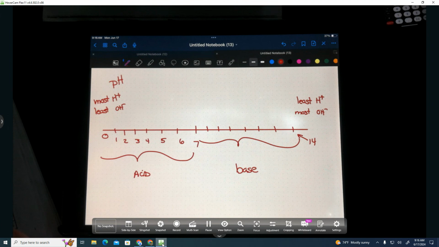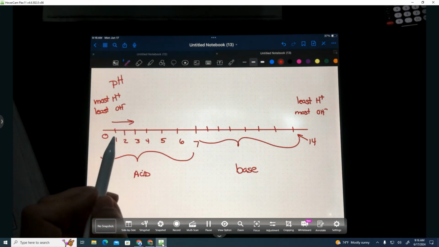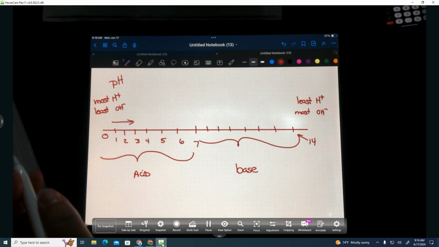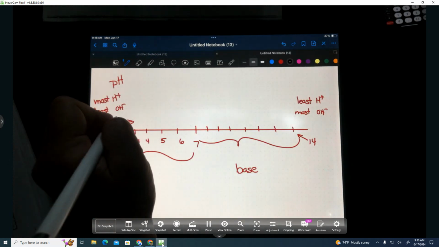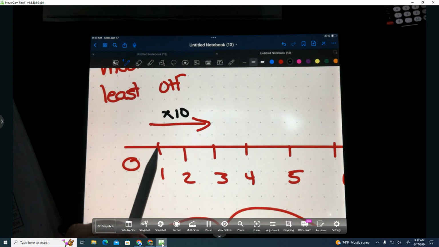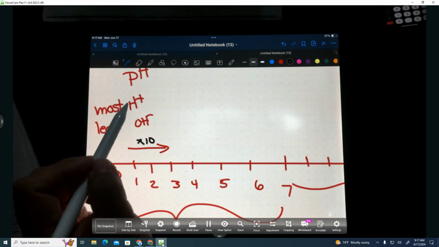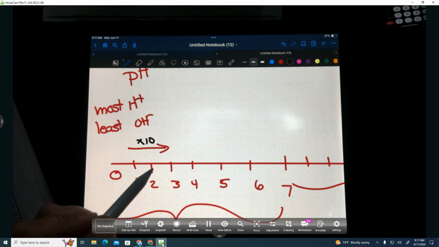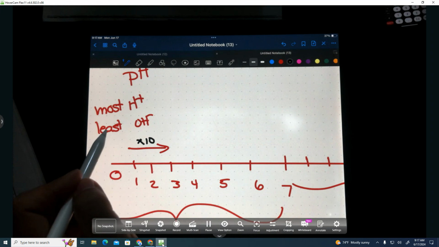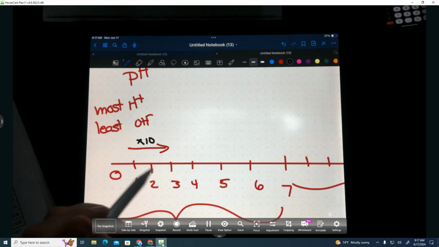Every time I move a number, this is on a lot of Regents exams. Every time I move a number, let's say I'm going this way, from a pH of 1 to a pH of 2, I change by a factor of 10. So 1 has 10 times more H pluses than 2, because 1 is closer to down here where you have the most H pluses. 1 is going to have 10 times less OHs than 2.